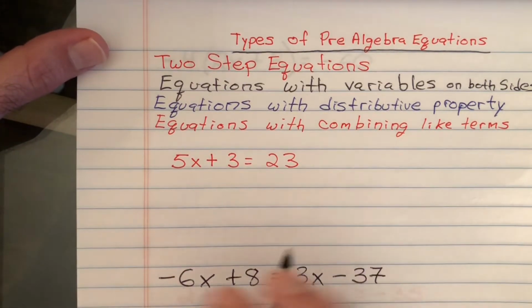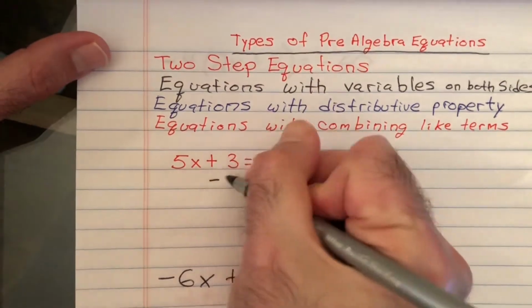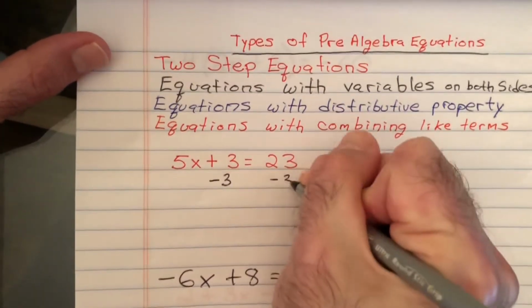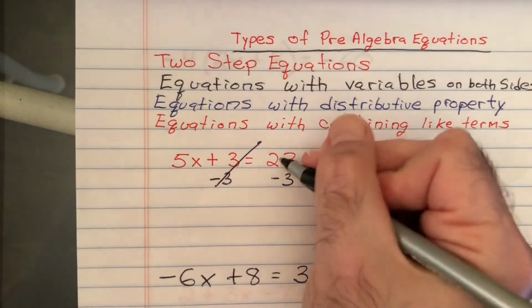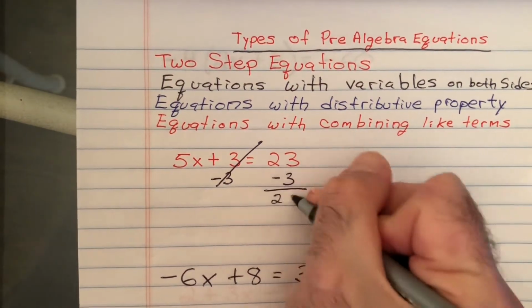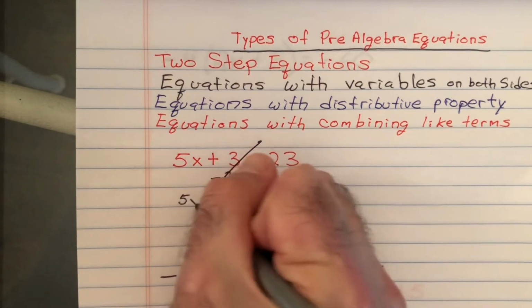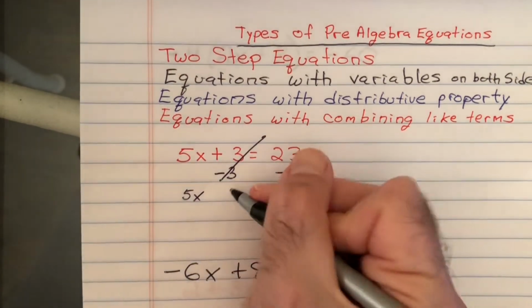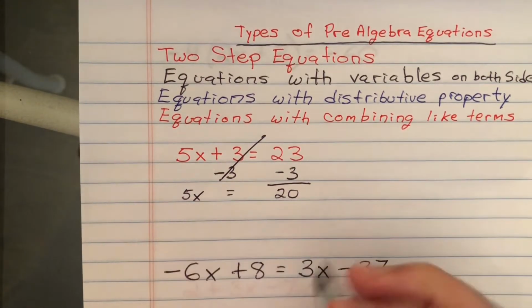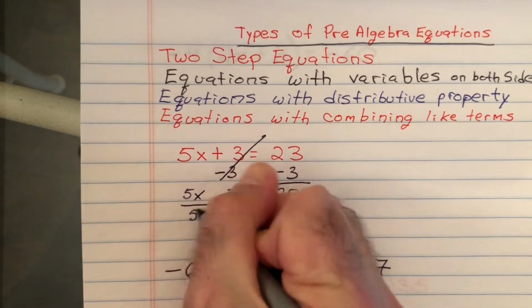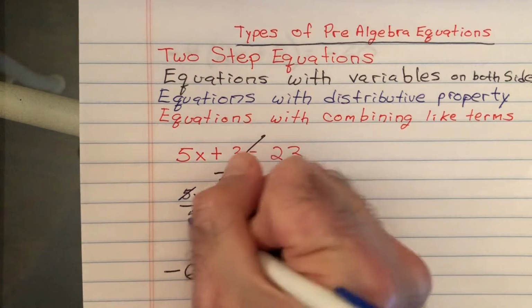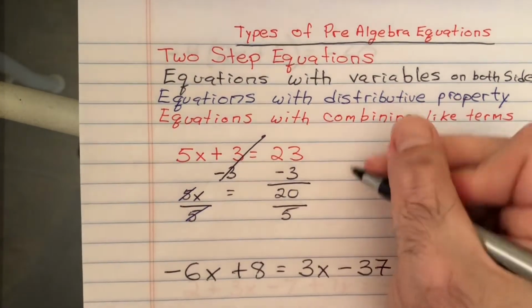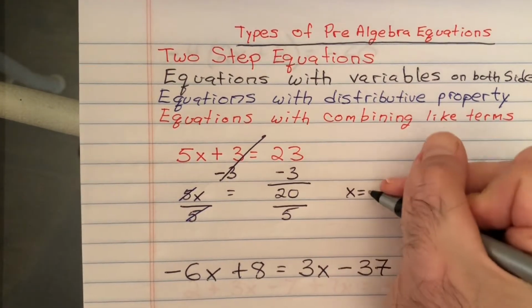Opposites for each one. The opposite of plus 3 is minus 3. I have to show that I'm subtracting 3 on both sides. Here it cancels. 23 minus 3 is 20. I bring down the 5x. Now I have to do the opposite of times 5, which would be divided by 5. On both sides, show that the 5's cancel out, and 20 divided by 5 is 4.